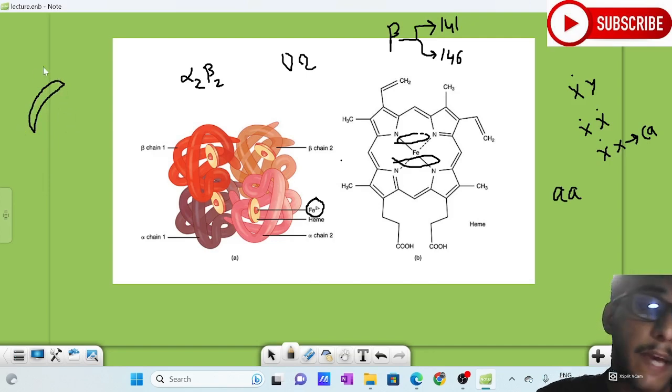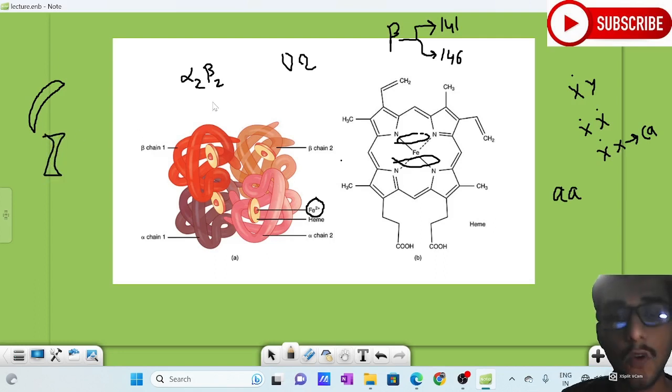Concave, it became a biconcave in structure. Biconcave is actually like this, sickle shape. So this is actually the condition. Actually there is nothing to be studied, but just understand the concept.